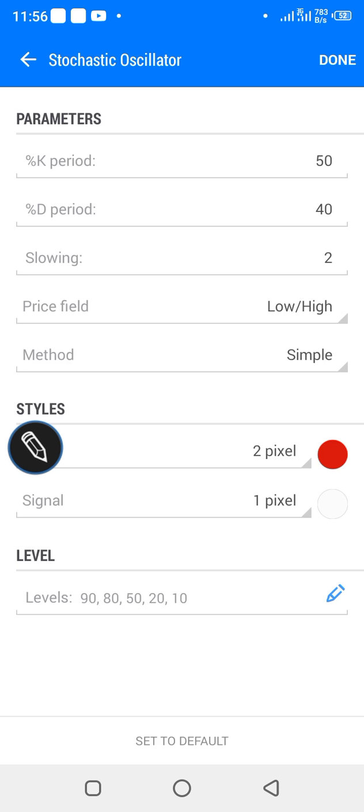This is the stochastic oscillator. When you come to the stochastic oscillator, the period is 50, then the second one is 40. Slowing, you have 2. Price field is low or high, and then the method is simple. The main style is 2 pixels, then the color is red. Signal is 1 pixel, then you make the color here white. Very good. Then we have the levels, which are 90, 80, 50, 20, and then 10.